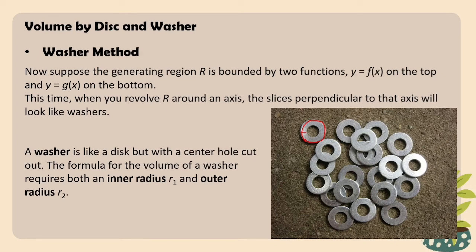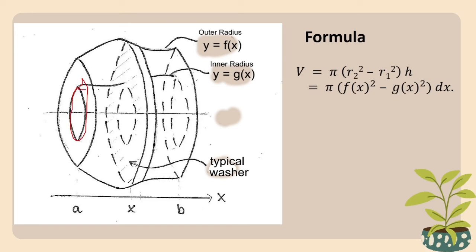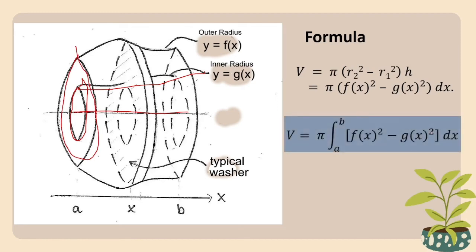The formula for the volume of a washer requires both an inner radius and an outer radius. Here is our outer radius, and here, right beside the hole, is our inner radius. So our formula will be equal to pi integrated from a to b of f of x squared minus g of x squared dx, where f of x is our outer radius and g of x is our inner radius.